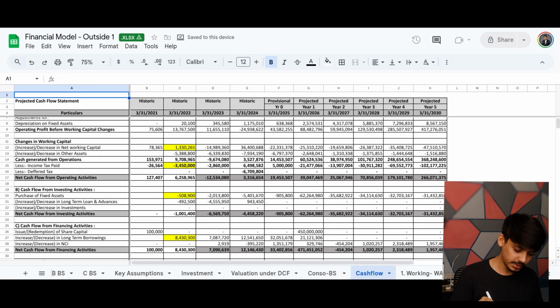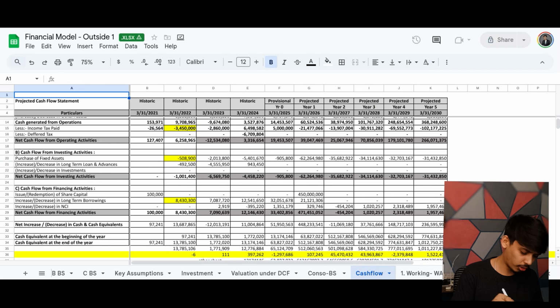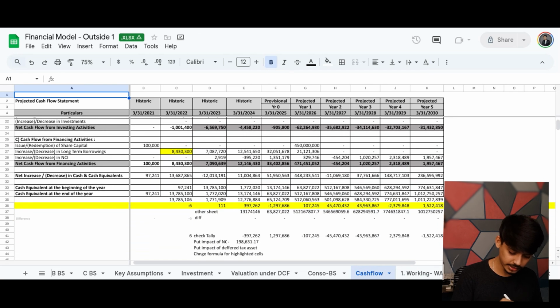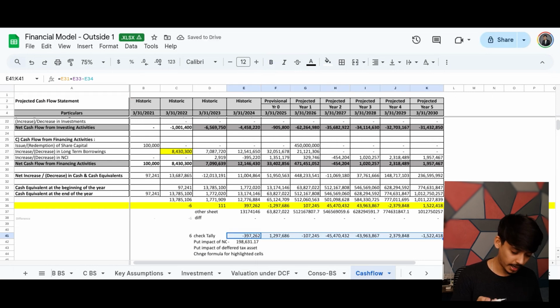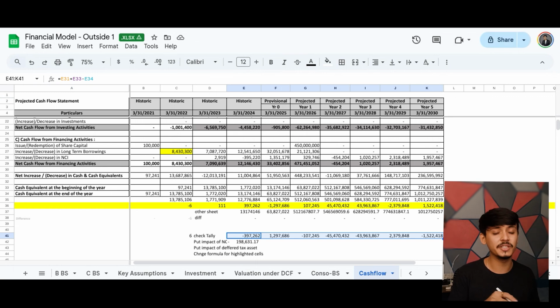Next, when we see the cash flow statement, here also there is a lot of color coding misalignment that we can see. There is yellow, there are a lot of numbers written over here. There is a check tally which has a lot of differences in numbers. I don't know where these numbers are coming from. So that way we see that this first model is very misaligned. There is a lot of color coding misalignment. Then there are a lot of reference errors in this entire model. And finally the worksheets are too many and are not properly aligned.